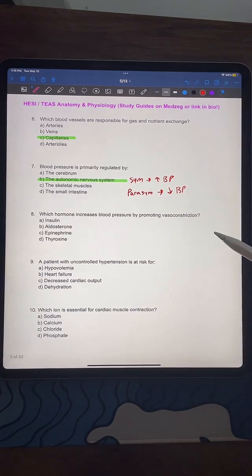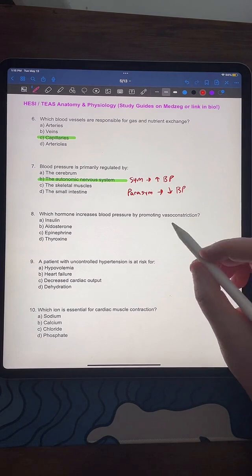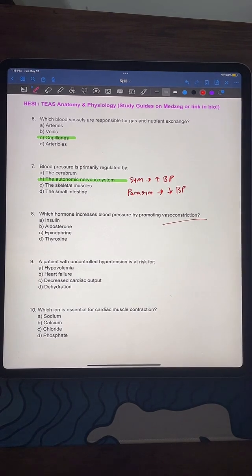Number 8, which hormone increases blood pressure by promoting vasoconstriction?